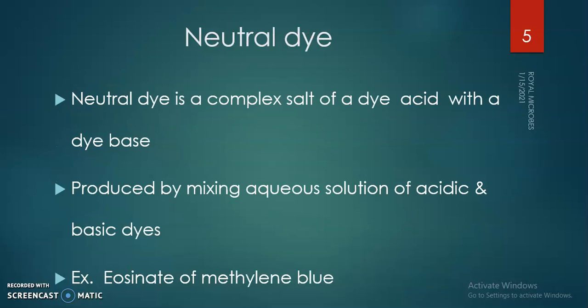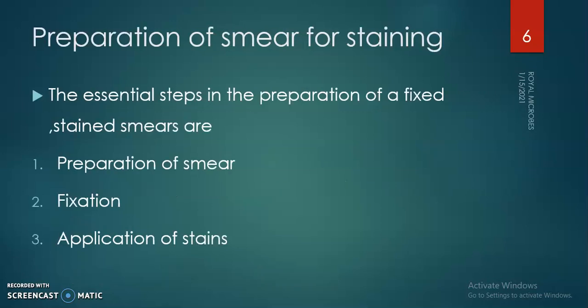A neutral dye is a complex salt of a dye acid with a dye base. That is, aqueous solutions of an acidic and a basic dye are mixed to form a neutral dye. An example is eosinate of methylene blue. Eosinate of methylene blue can be prepared by mixing an aqueous solution of eosin with an aqueous solution of methylene blue.